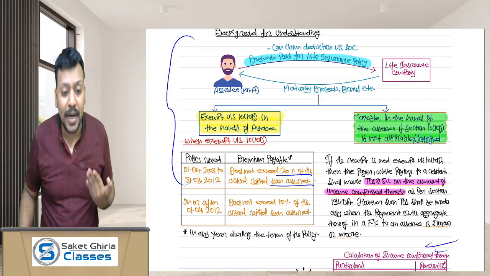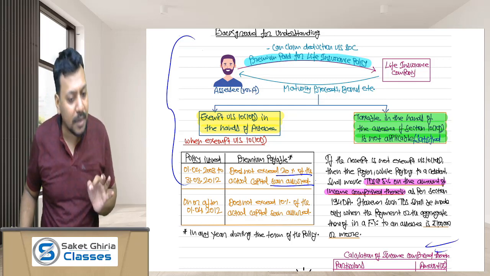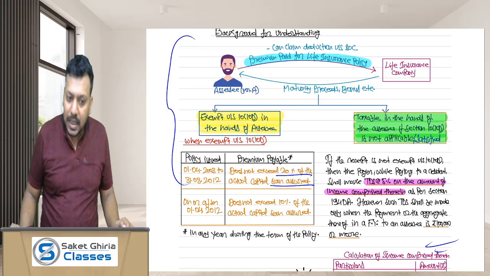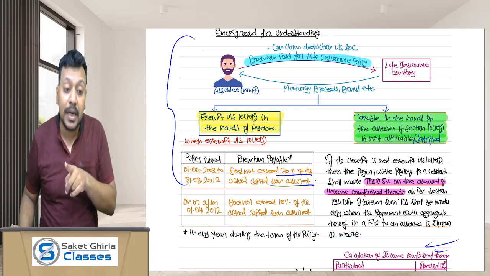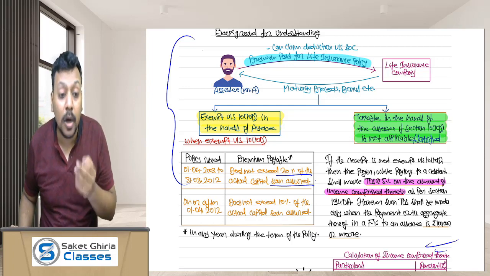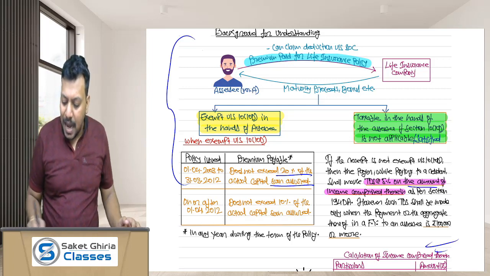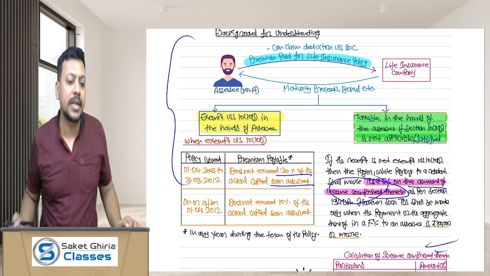If you are paying more than that, then the exemption under section 10(10D) is not applicable, and if the exemption is not available, then the payer has to make TDS under section 194DA at the rate of 5%. But 5% of what? 5% of the amount of income comprised therein.